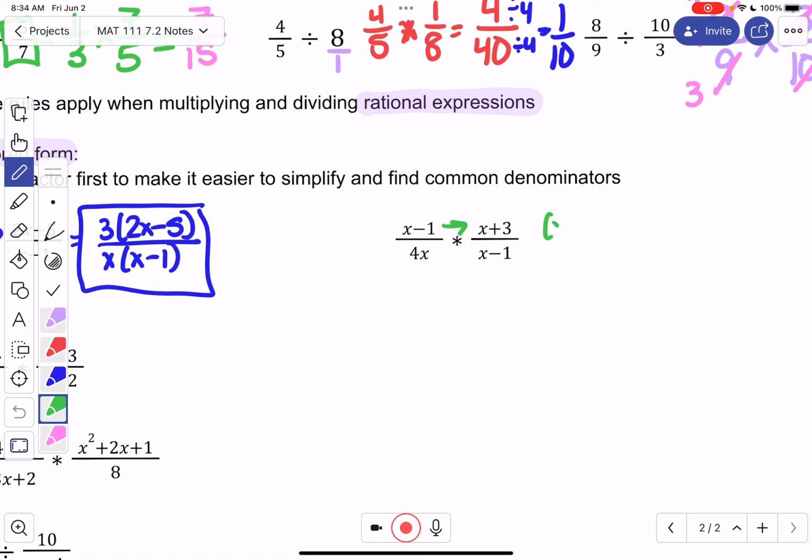Multiply straight across. We would get x minus 1 times x plus 3. Multiply the bottom straight across. We would get 4x times x minus 1. We have an x minus 1 on the top and the bottom.